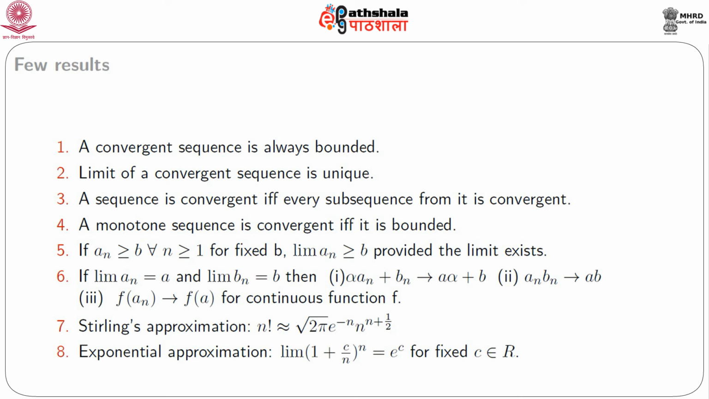And next we have the celebrated Stirling's approximation to n factorial, which states that n factorial can be approximated by square root of twice pi, multiplied by e to the power minus n, the whole thing multiplied by n to the power n plus half. And lastly we have the exponential approximation, which states that the limit of (1 plus c by n) whole to the power n equals e to the power c, for fixed c belonging to the real line.